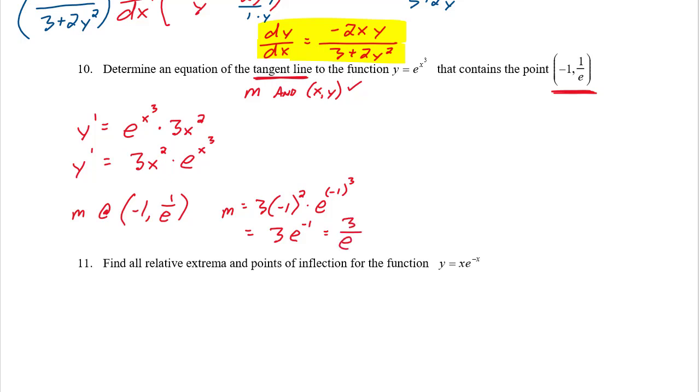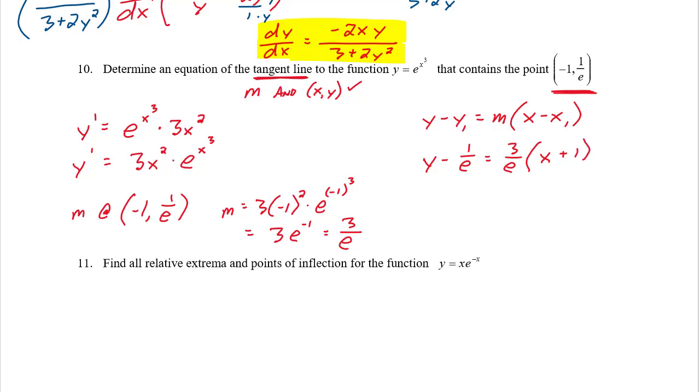So using point slope form, which recall is y minus the y1 equaling our slope times x minus the x1, I should be able to now plug in the points that they've given us. So y minus 1 over e is equal to the slope I just found, 3 over e, times x minus the x1, well, minus a -1 would switch to +1.